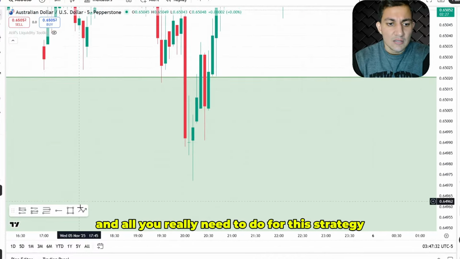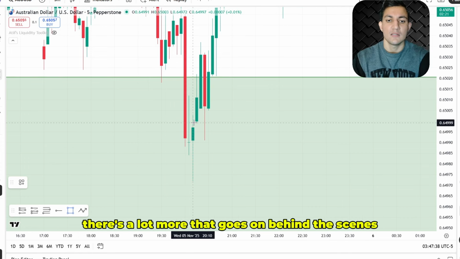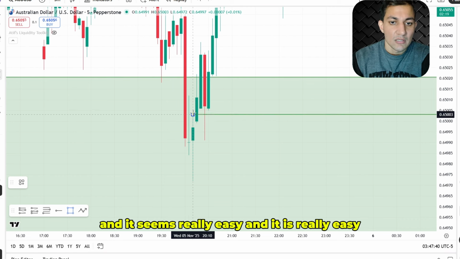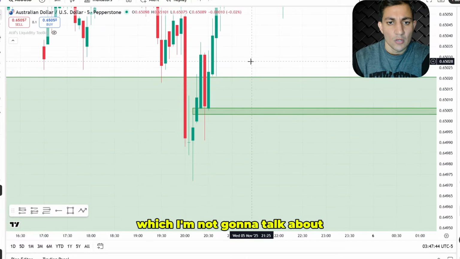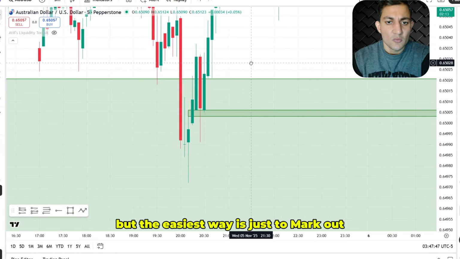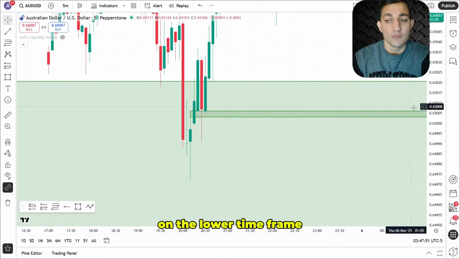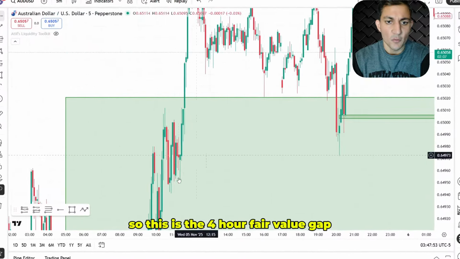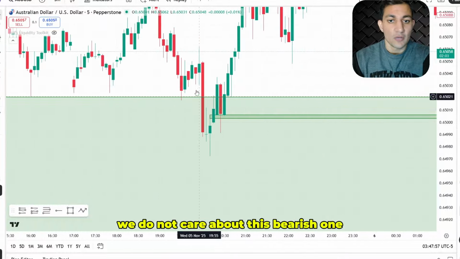All you really need to do for this strategy, and the way it's essentially coded into this model, because there's a lot more that goes on behind the scenes. It seems really easy, and it is really easy, but there's a lot more to it that goes on behind the scenes, which I'm not going to talk about because you don't need it. But the easiest way is just to mark out the new fair value gap that forms on the lower time frame. So this is the 4-hour fair value gap. Remember, a bullish 4-hour fair value gap. We do not care about this bearish one.